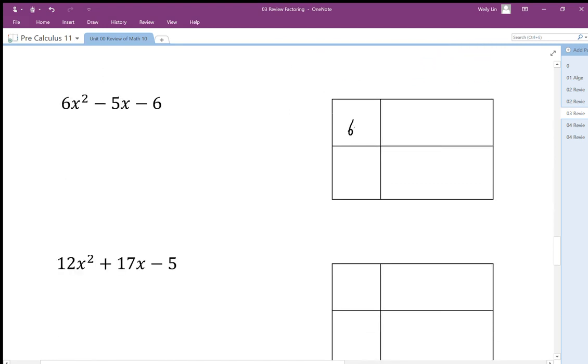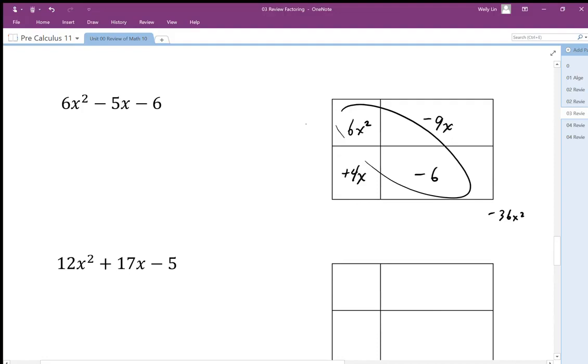I've got 6x squared, negative 6. I know my diagonal product is going to be negative 36x squared. That allows me to split up the 5. Okay, so how do I add up to negative 5? So I have a positive and negative where the difference is 5, and multiplies to 36. Two numbers that multiply to 36 are 3 and 12. Well, that doesn't work. 6 and 6 don't work. 4 and 9, yeah, that one works. And it has to be negative 9. It's got to be positive 4, because I need the negative 5x.